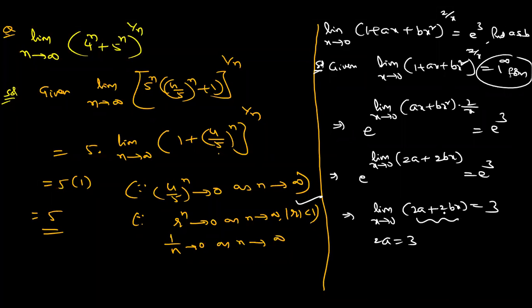Directly put x is equal to 0. So a is how much? 3 by 2. But what about b? Any real number, because x is 0. So this one is very important. Why am I writing here? Bases are equal, so powers should be equated.